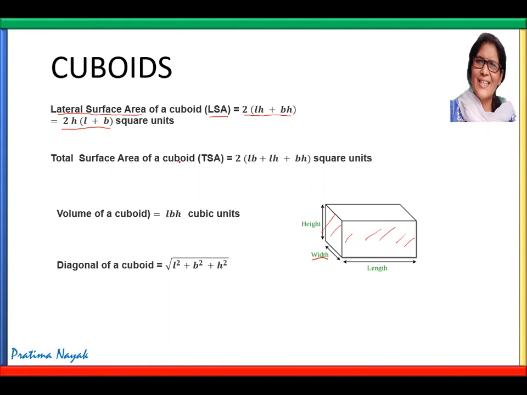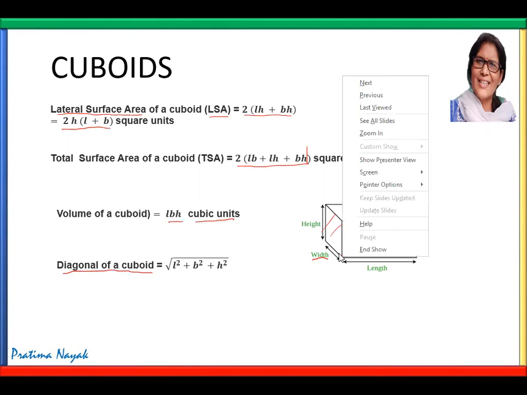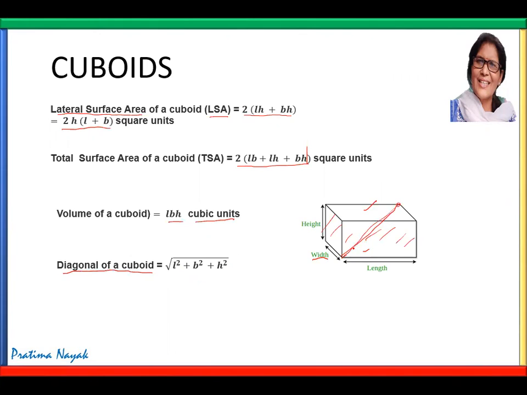And total surface area is all the 6 areas including the top and floor. It will be 2 into (LB plus LH plus BH) square unit. Next, coming to volume. Volume is length into breadth into height, and we use centimeter cube or meter cube, cubic units, because we are multiplying 3 units. Now another formula is the diagonal of a cuboid. What is the diagonal of a cuboid? It is from this corner to your opposite corner. It is given by the square root of L square plus B square plus H square. This is the formula for diagonal.